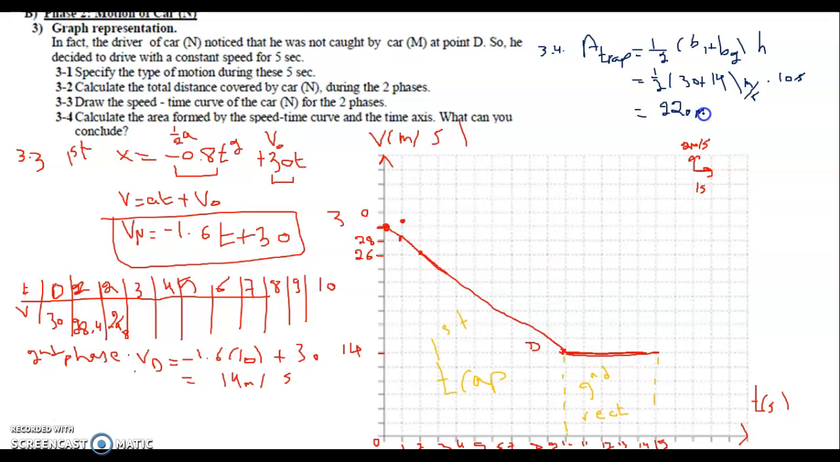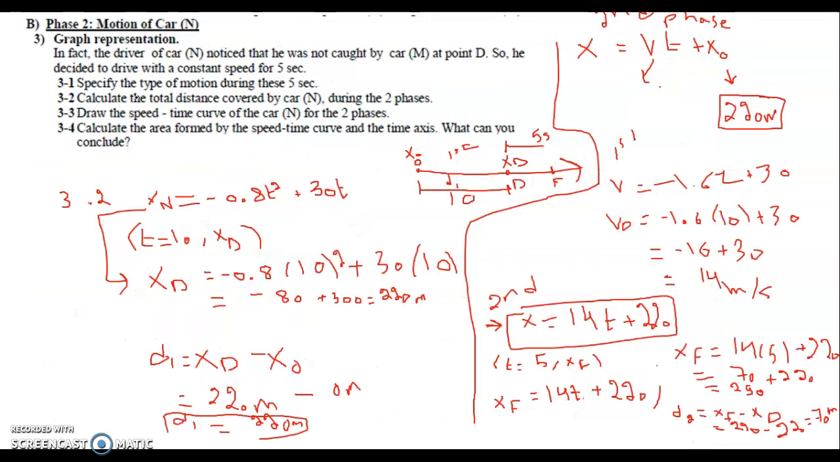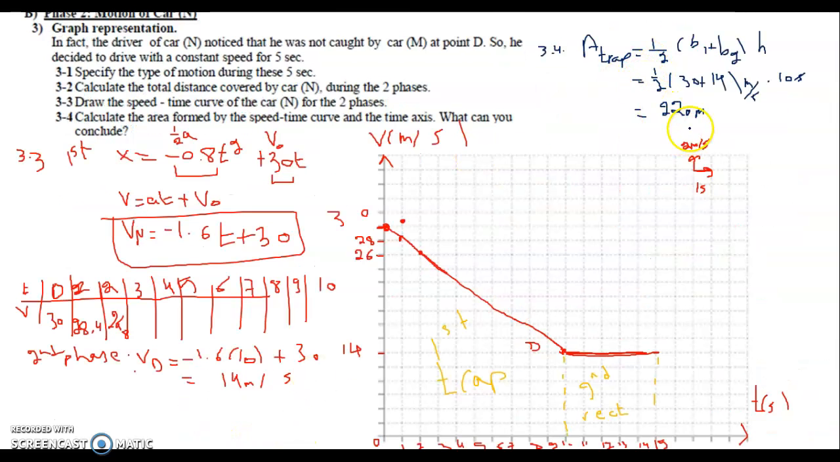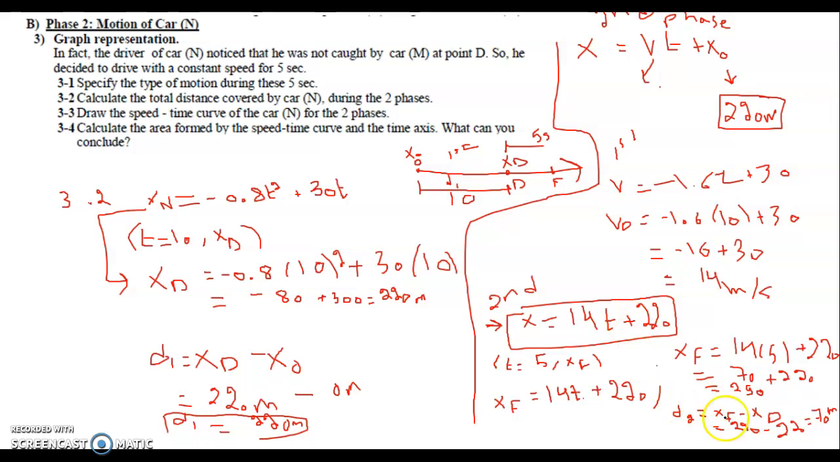If you go back to the distance covered, when we calculated in part 3.2 the distance covered, you see that the distance covered during the first phase was calculated to be 220 meters, just as the area below the trapezoid and the same unit. And area of the rectangle, again, is length times width. So length here is 14 meters per second, and the width is 5 seconds. So you have 14 meters per second times 5 seconds. So seconds and second cancel, we have 14 times 5, 70 meters. Again, go back to the distance covered during the second phase D2. We said that it's equal to 70 meters, as you can see here.